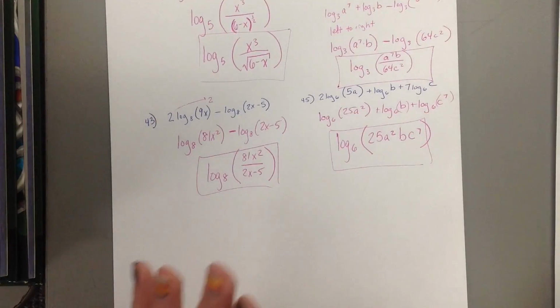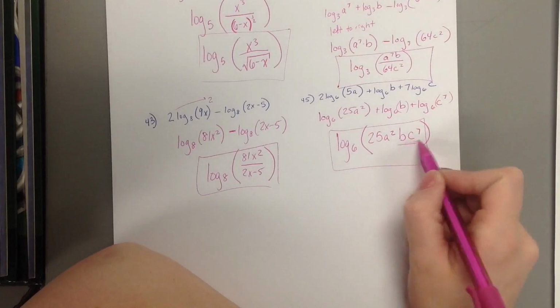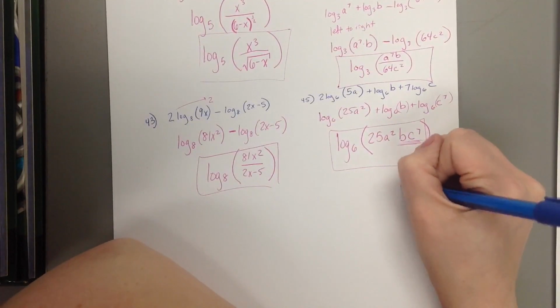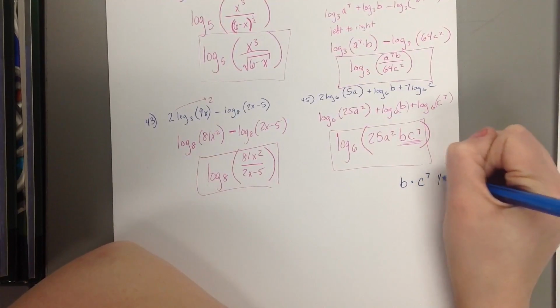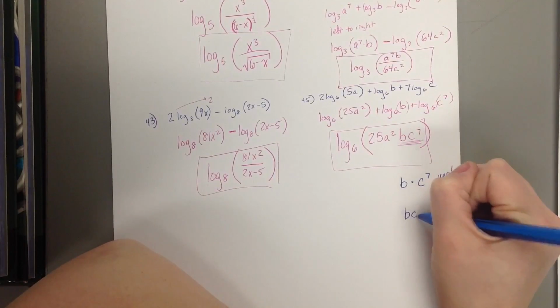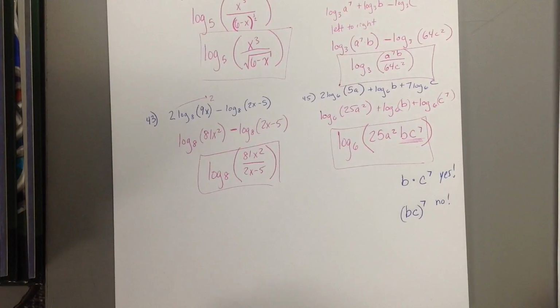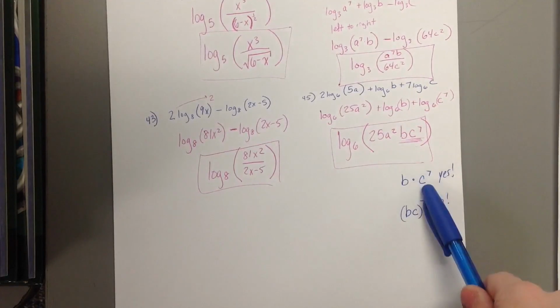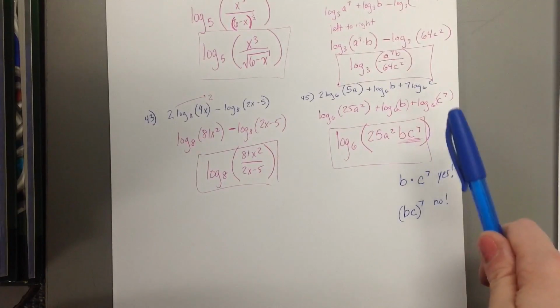Be aware, just so we are aware, things like this right here. That is saying b times c to the 7th. So that's what it is saying. It is not saying bc to the 7th power. That would imply bc times bc times bc over and over again 7 times. And that's not what we want. We only want the c to be multiplied 7 times. The b is just 1 time. So just be aware of that as we go.